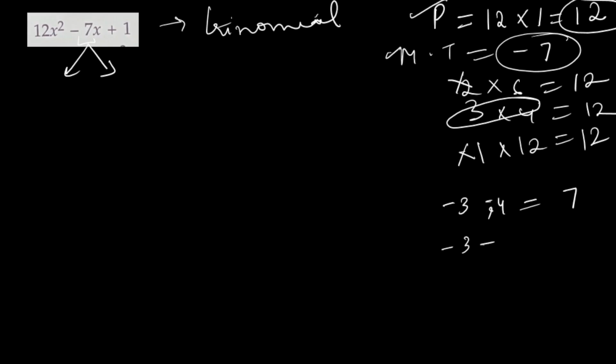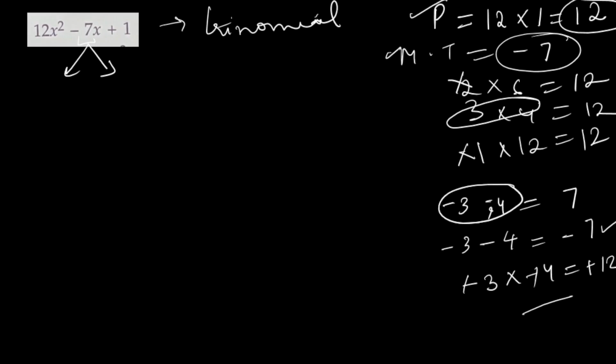Why? Because minus 3 minus 4, when we do it, we get minus 7. And moreover, when we multiply minus 3 into minus 4, we get positive 12, as the minus and minus signs get cancelled. So that means we have already got the numbers: minus 3 and minus 4. These numbers we can write down here.